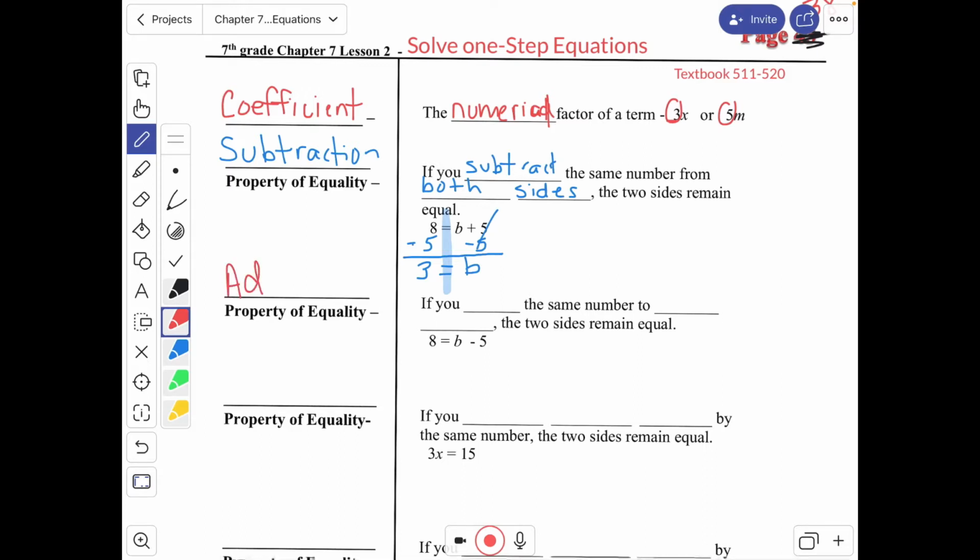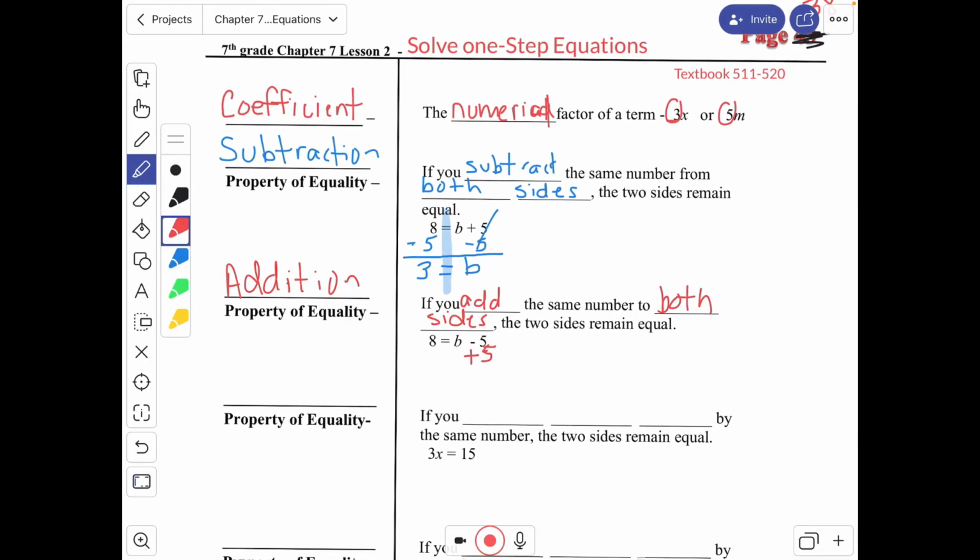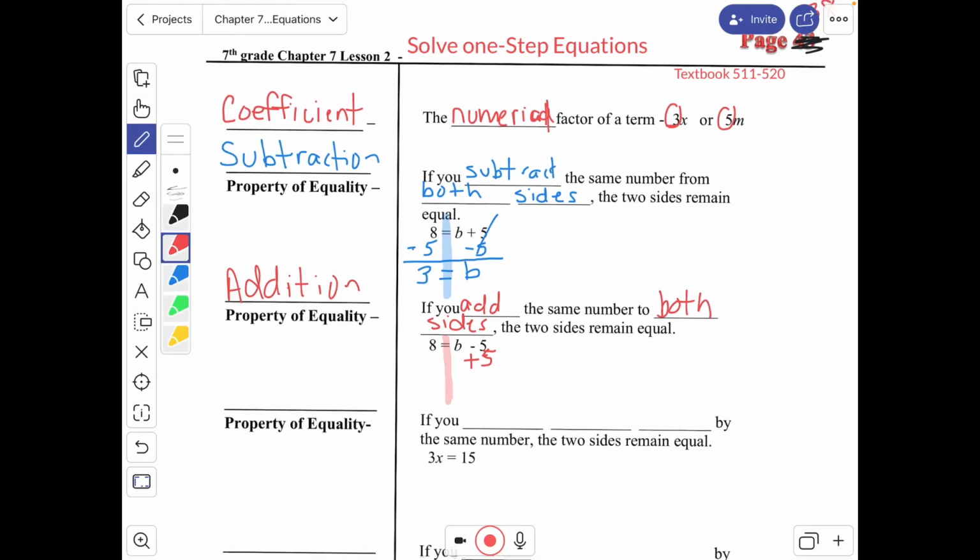Next is the addition property of equality, which states if you add the same number to both sides, the two sides remain equal. So in this one, we are subtracting 5 from the variable. The opposite of subtracting 5 is adding 5. So I'm going to add 5 on this side. And again, think of that equal sign as a wall. We got to stay balanced. So we do the same thing on both sides.